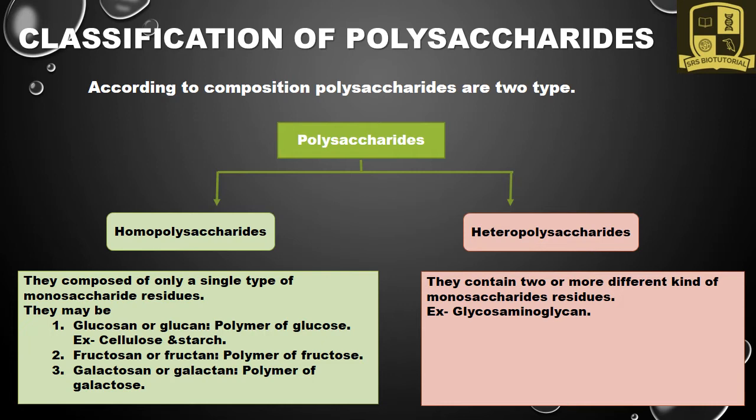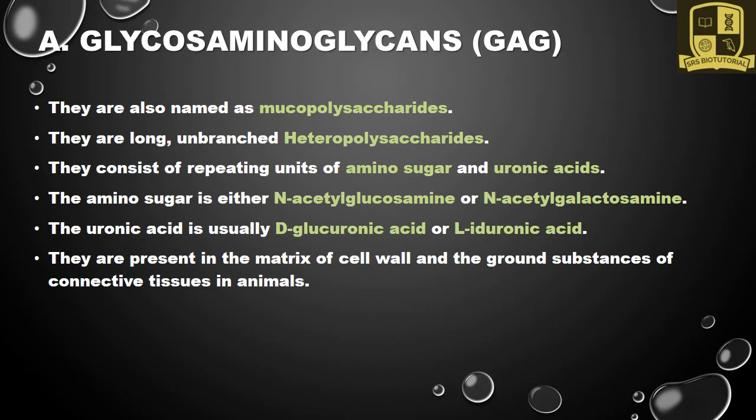Homopolysaccharide consists of only a single type of monosaccharide residue, whereas heteropolysaccharide consists of two or more different kinds of monosaccharide. Glycosaminoglycan is one of the common examples of heteropolysaccharides. Glycosaminoglycans are also named mucopolysaccharides. They are long, unbranched heteropolysaccharides.